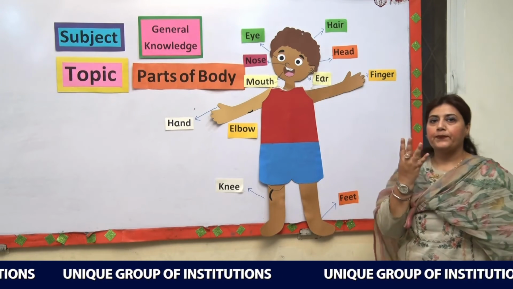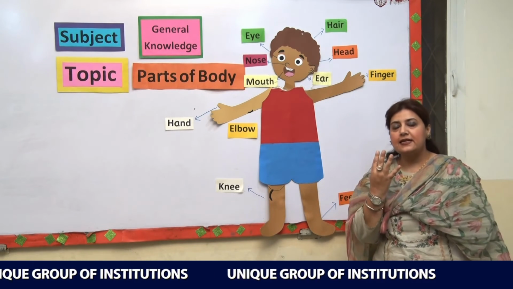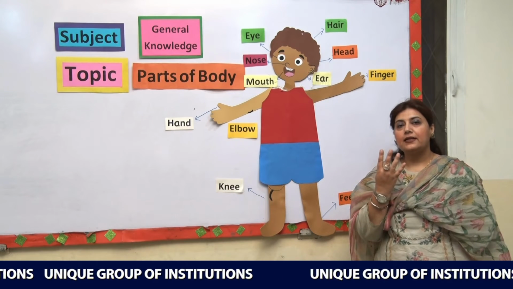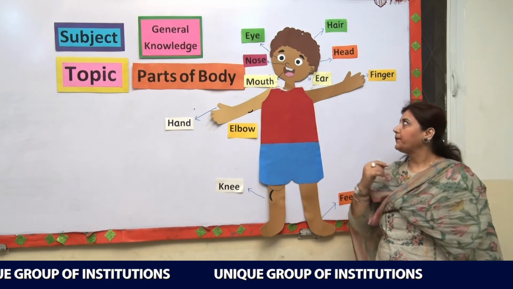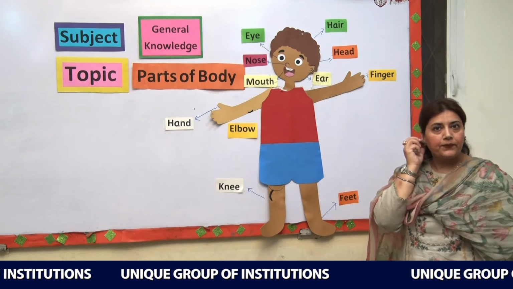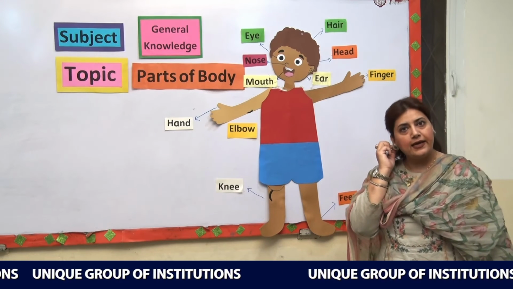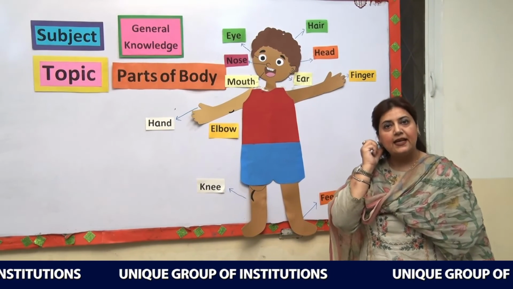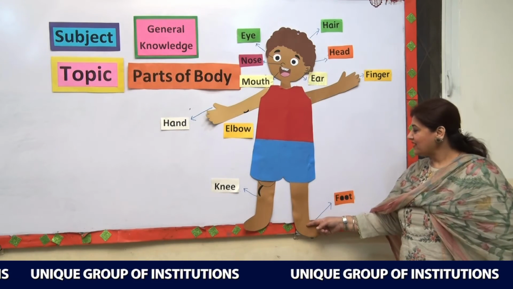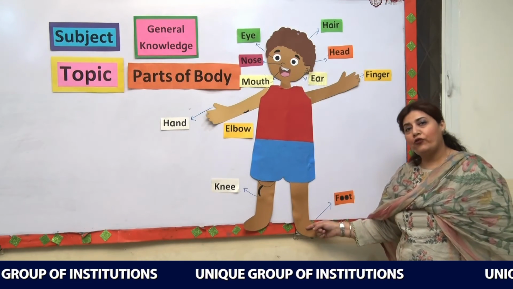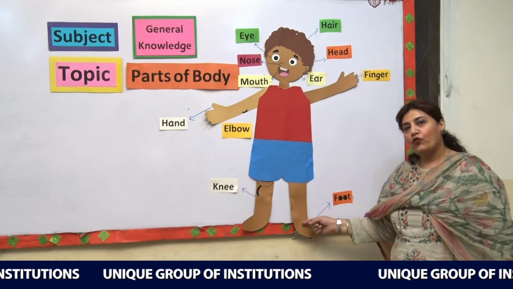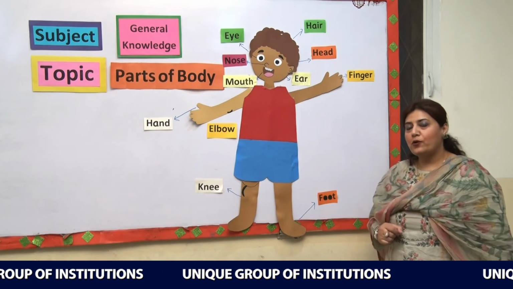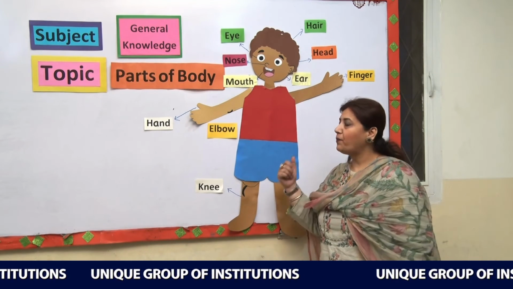What is this? This is finger. This is finger. This is fingers. And what is this? This is ear. This is ear. What is this? This is foot. This is foot. Come on, hope you have learned the parts of body.